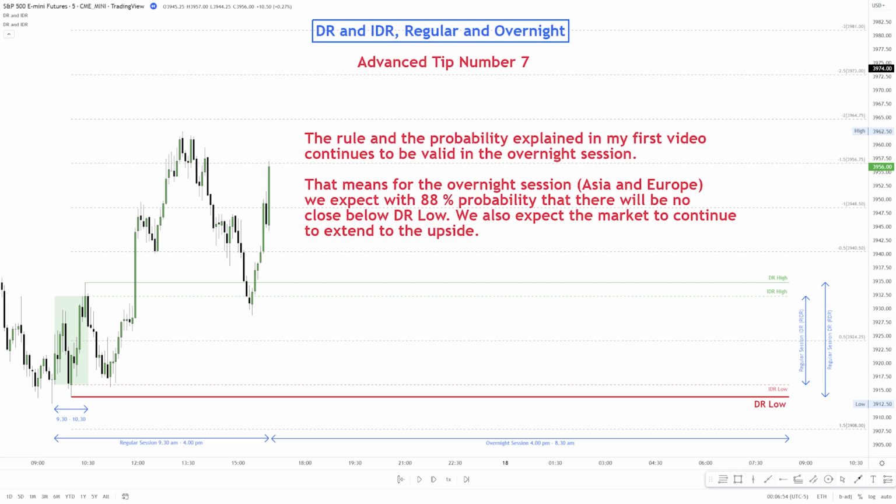Moving on to the last advanced tip for this video, number 7. Even after the close of the regular session in New York at 4 p.m., the rule and the probabilities explained in my first video continue to be valid for the overnight session. That means for the overnight session, we can expect with 88% probability that there will be no close below the DR low. We can also anticipate that price action is more likely to expand to the upside.